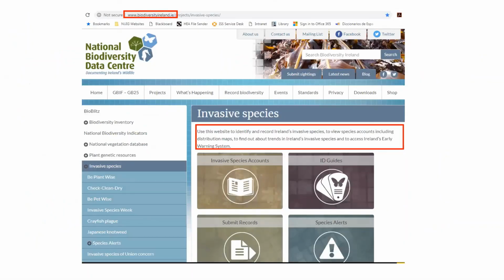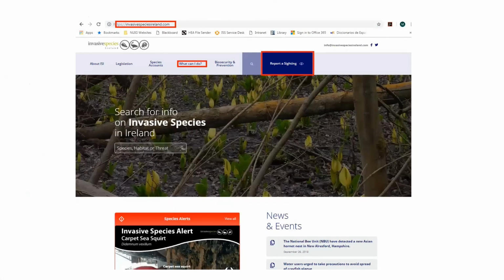Also, there are other portals in Biodiversity Ireland. There is a part that is specific to record the species. Or in Invasive Species Ireland, you can also report the sighting.